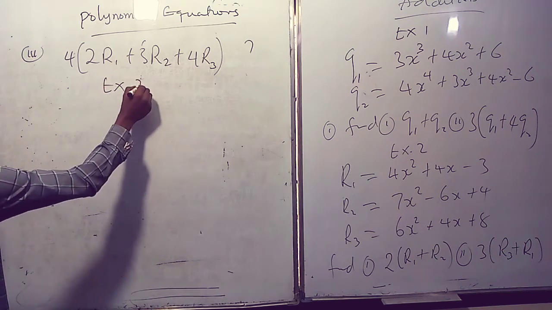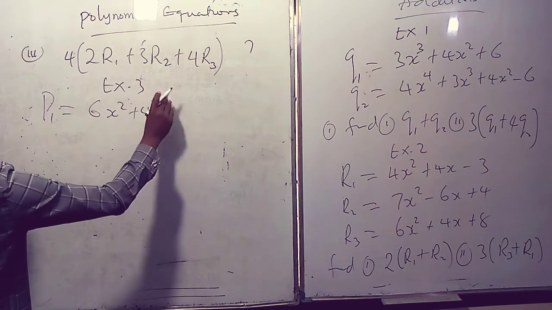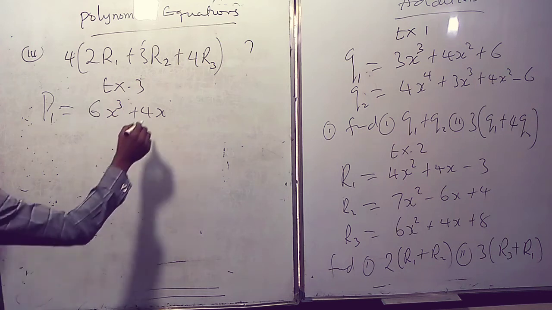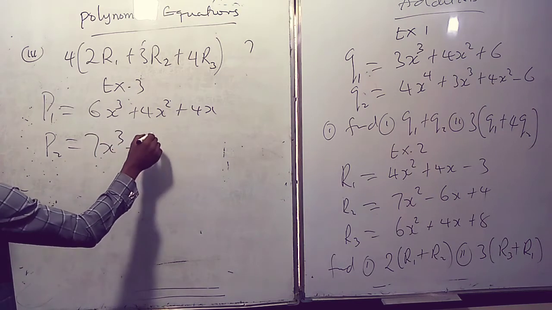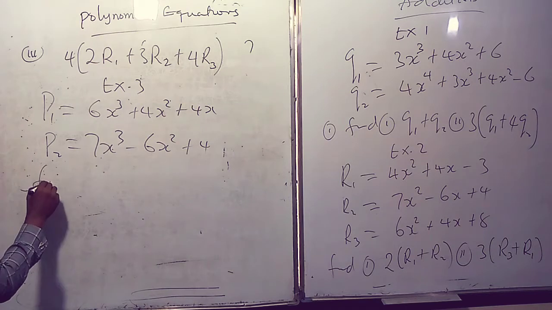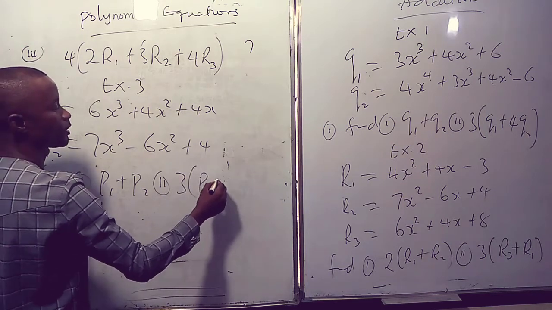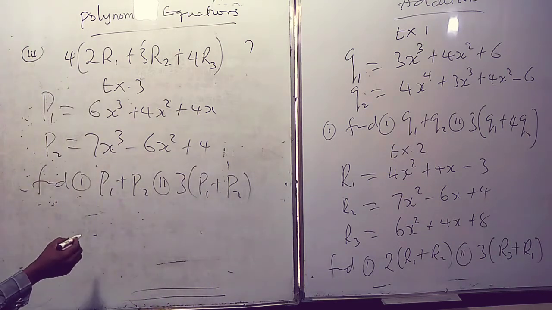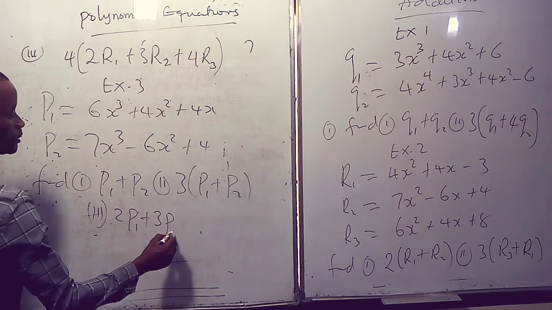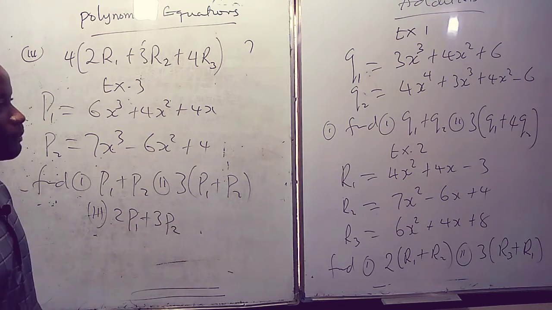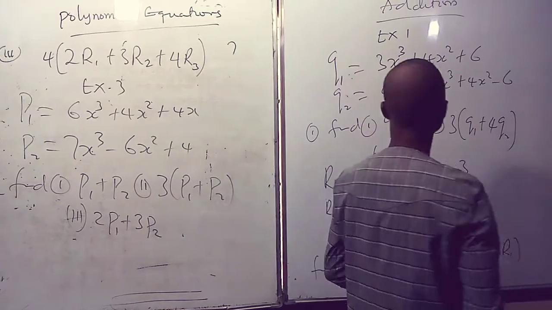Now, exercise 3. P1 is equal to 6x squared plus 4x squared plus 6x raised power 3 plus 4x squared plus 4x. P2 is equal to 7x raised power 3 minus 6x squared plus 4. Find 1, P1 plus P2. 2, 3 into P1 plus P2. While the third one, 2P1 plus 3P2. Okay, this is all about addition, and then we have 3 exercises now. Addition, try it. And then let's move to the subtraction of polynomial.